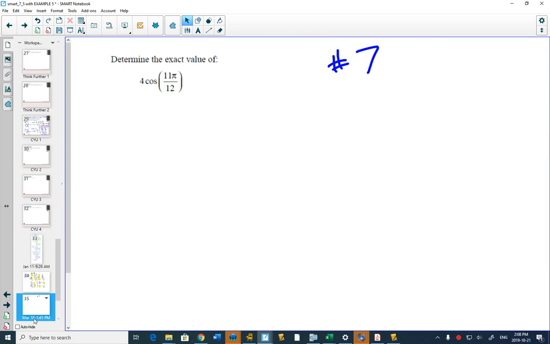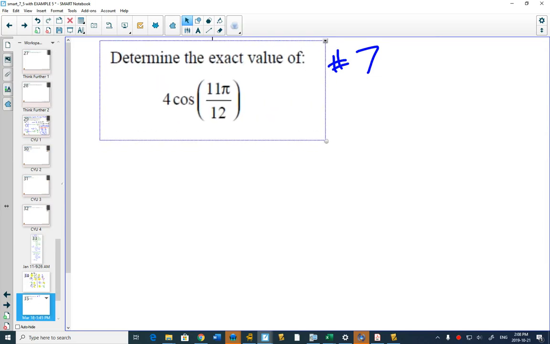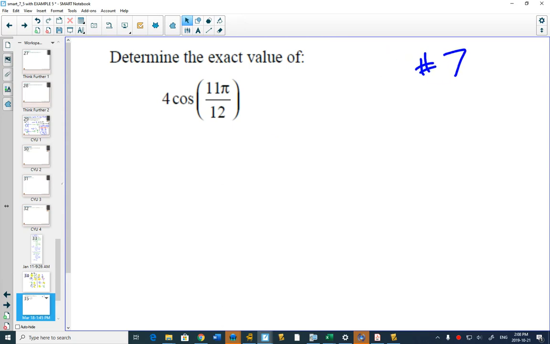Okay. Here is a harder one from an exam, and then you can also do number 7 from your homework. This one was harder on the exam. Why? Because it had a 4 out in front. What does that 4 mean? 4 times this. So if you figure out this by itself first, all you'd have to do in the end would be to multiply by 4.